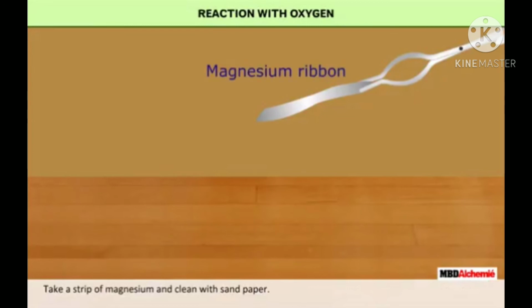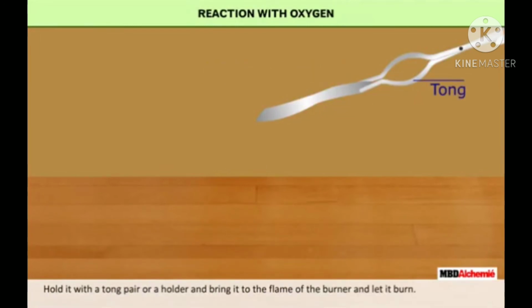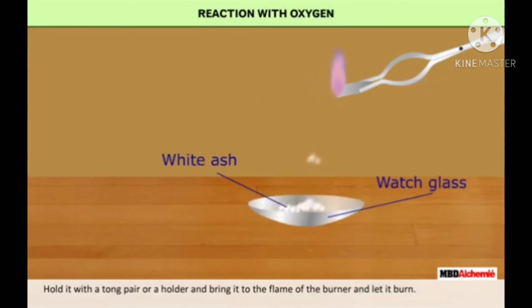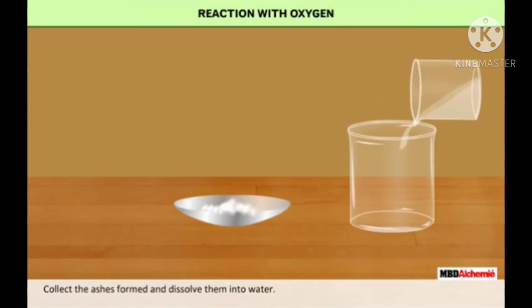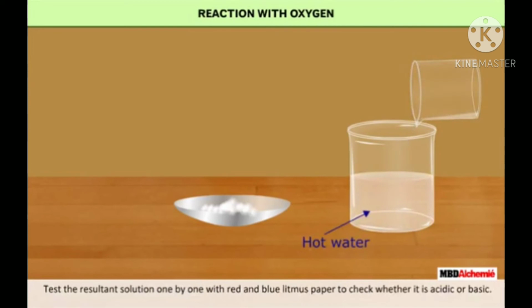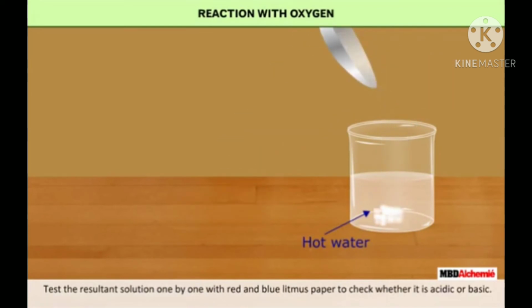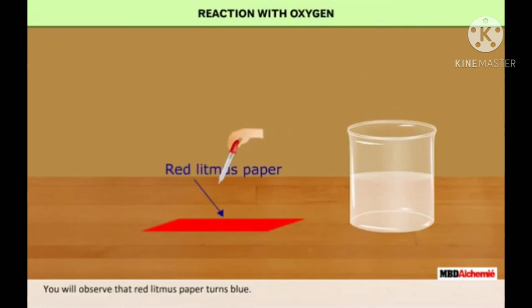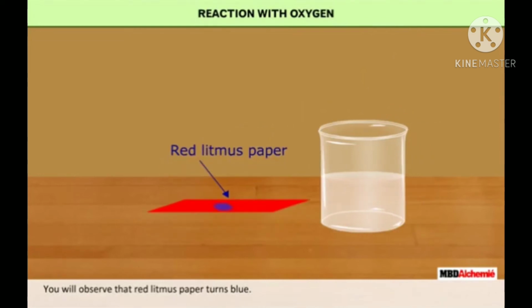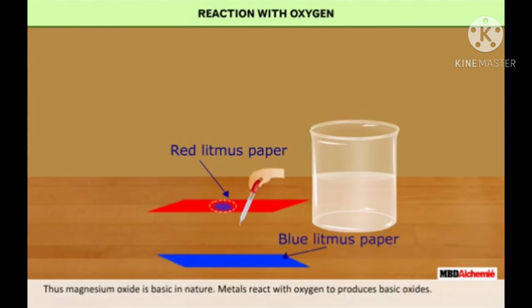Take a strip of magnesium and clean it with sandpaper. Hold it with a tong pair or a holder. Bring it in contact with the flame of a burner and let it burn. Collect the ashes formed and dissolve them into water. Test the resultant solution with both red and blue litmus paper one by one to check whether it is acidic or basic. You will observe that red litmus paper turns blue. Thus, magnesium oxide is basic in nature. Metals react with oxygen to produce basic oxide.